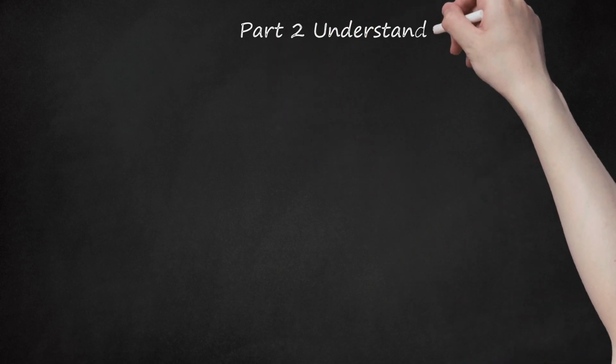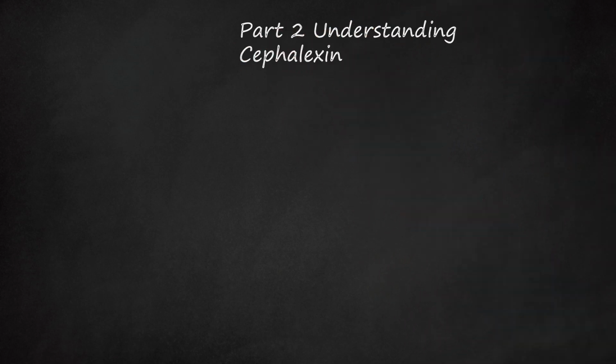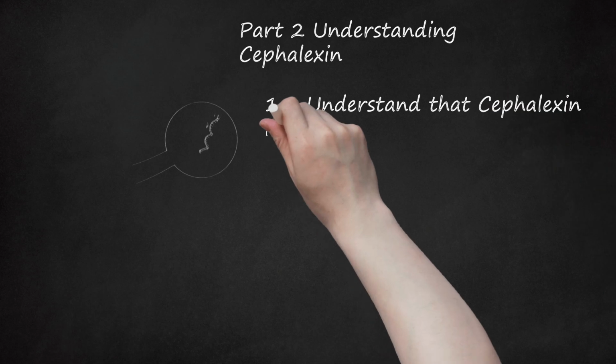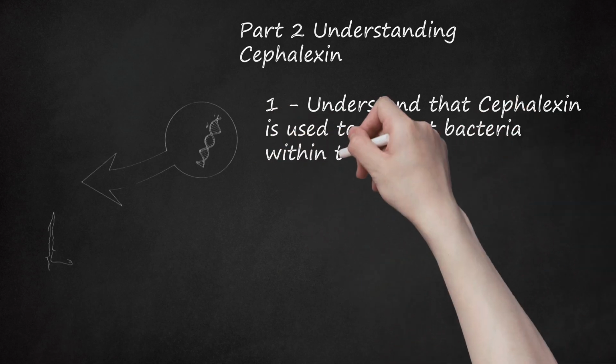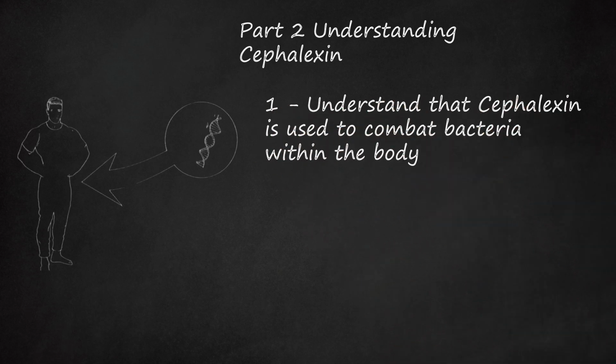Part 2: Understanding cephalexin. 1. Understand that cephalexin is used to combat bacteria within the body. This drug is known as bactericidal, which means that its primary mode of action is to inhibit or disrupt the bacteria's cell wall and cause it to burst or rupture.